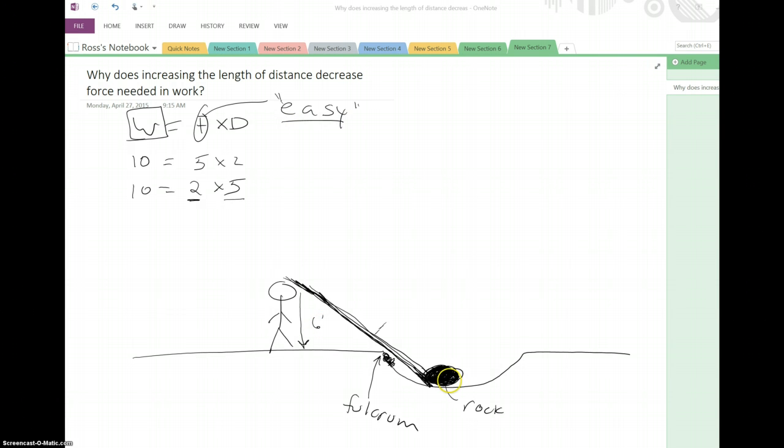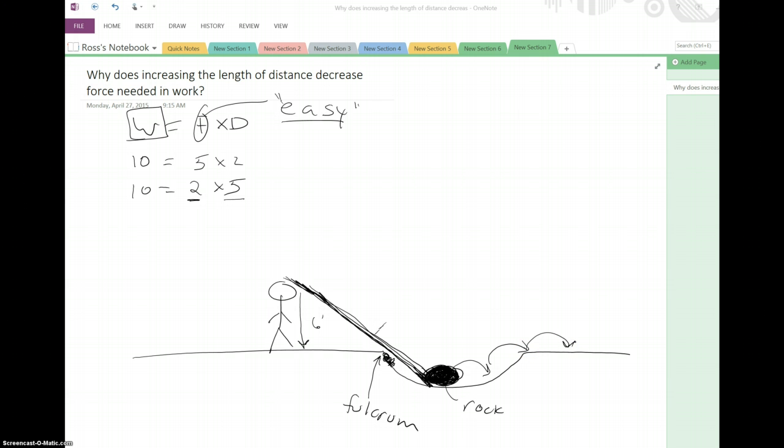The rock, on the other hand, wouldn't move that far. Maybe it would flip over right here. It moved half of a meter, but I didn't have to put in all that much force. So then if I did it again, I got it to move another half of a meter, and then another half of a meter.